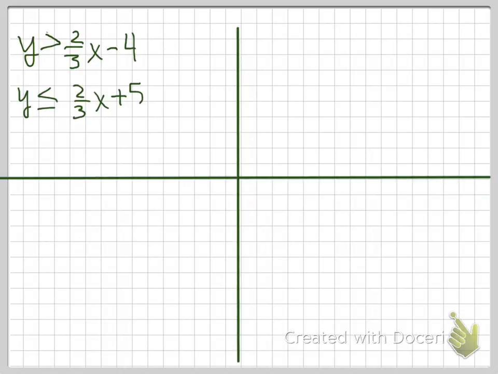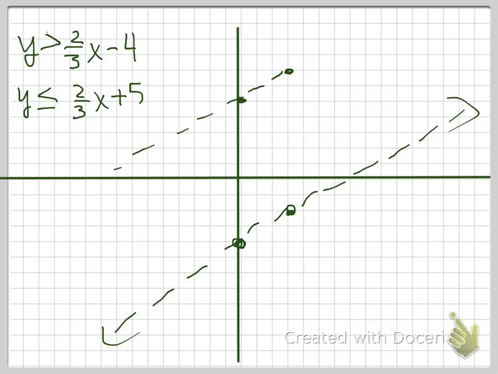Decided to change some slides up and go over here. So now we're looking at y is greater than 2/3 x minus 4 and y is less than or equal to 2/3 x plus 5. So the 2/3 x minus 4, I want to notice these are going to be parallel lines. I would start at negative 4, go up 2 over 3. The other one I would start at positive 5 and go up 2 and over 3.